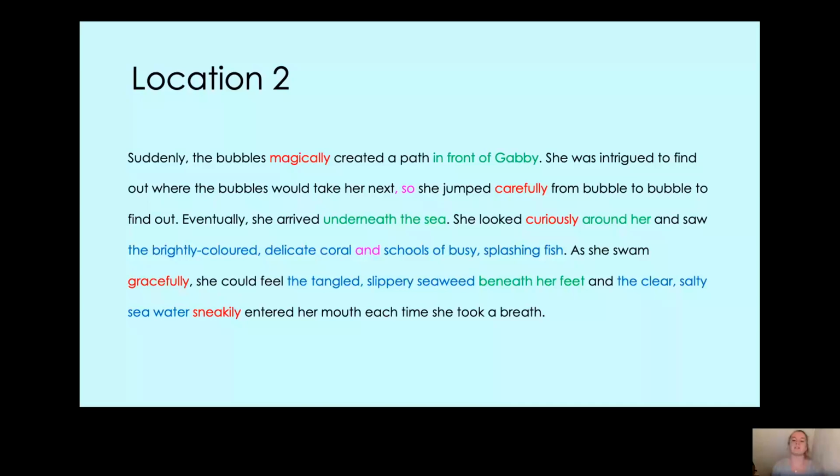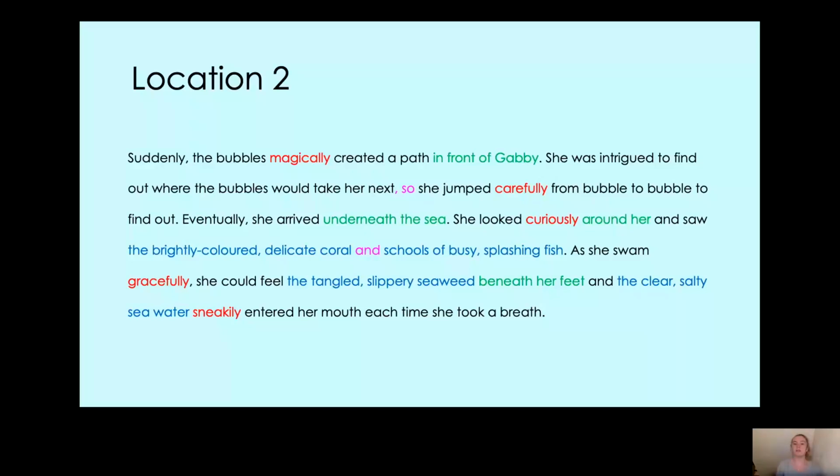Okay, next sentence. She looked curiously around her. Okay, curiously, so that's describing how Gabby is looking. She looked anxiously. She looked excitedly. She looked nervously. She looked inquisitively around her. So around her, that is my adverb of place. And saw, oh, I've forgotten to colour code my coordinating conjunction there. That should be in pink, shouldn't it? So, and saw the brightly coloured, delicate coral and schools of busy, splashing fish.